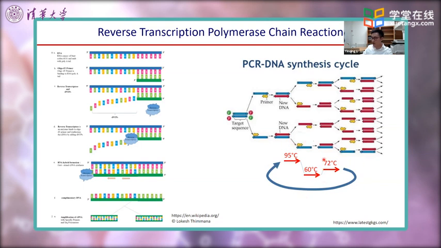If we keep going this cycle for 30 rounds or 35 rounds, then the DNA can be amplified 1 billion times. And this cycling and this exponential amplification is the mechanism that makes the PCR extremely sensitive.